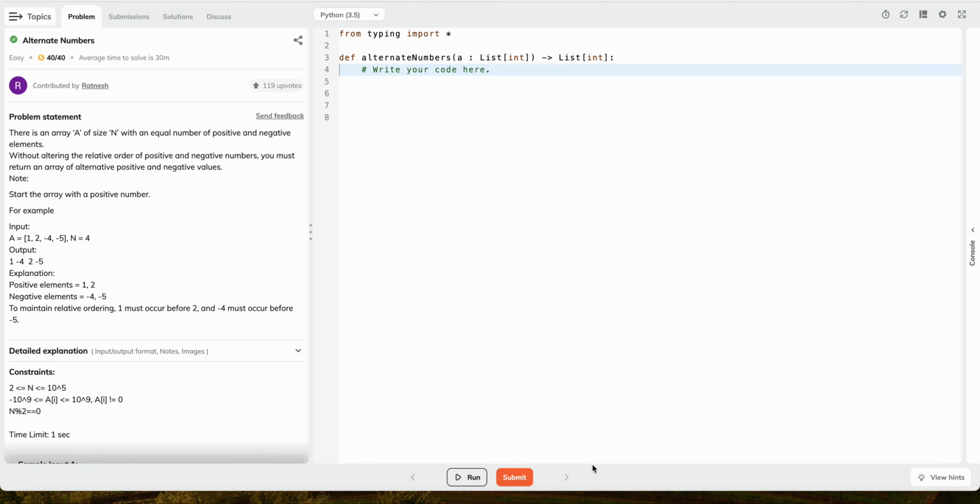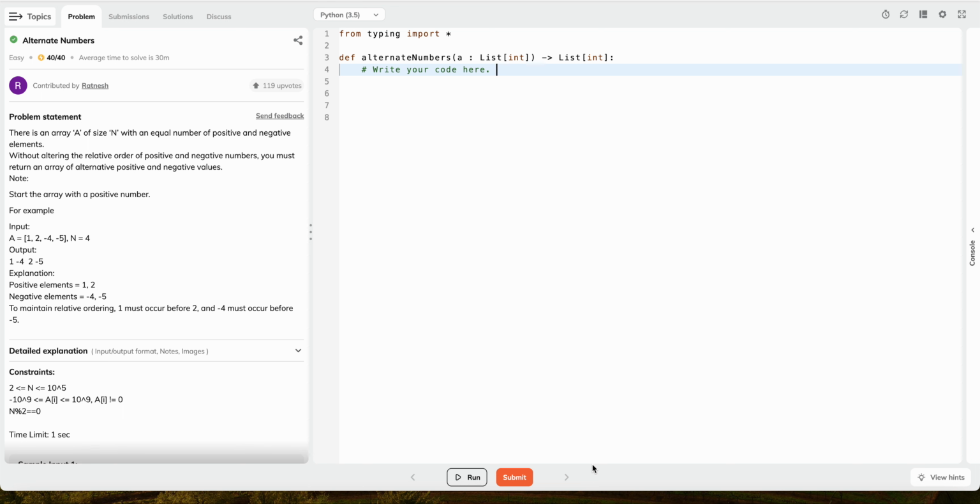Okay, so the problem is alternate numbers. Given the problem statement, there is an array A of size n with equal number of positive and negative elements. Without altering the relative order of positive and negative numbers, you must return an array of alternate positive and negative values. Note, start the array with a positive number.